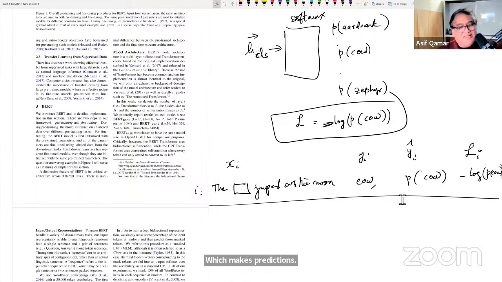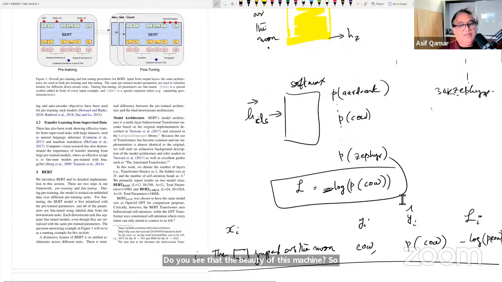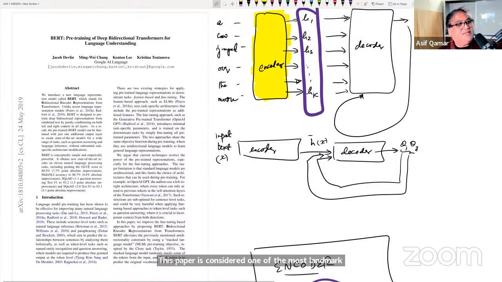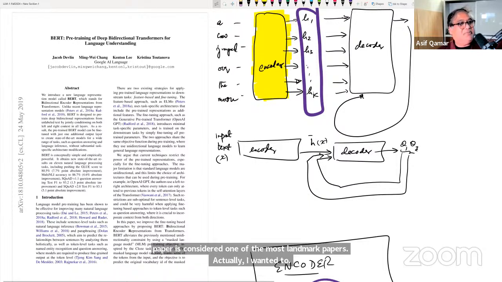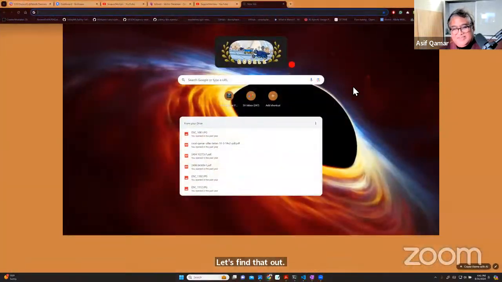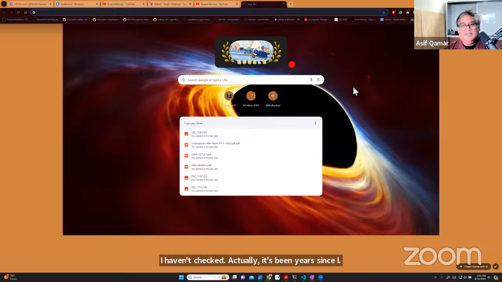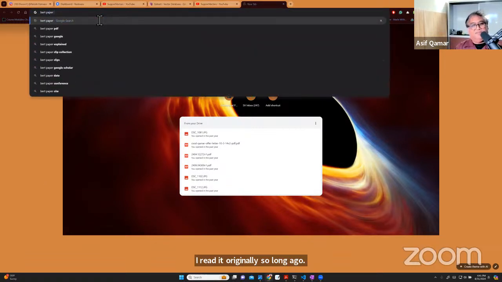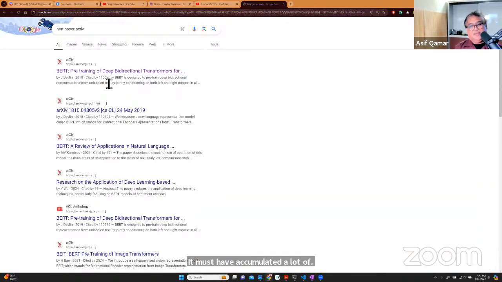So now let's read this paper. This paper is considered one of the most landmark papers. Actually, I wanted to check how many citations this paper has. Let's find that out. I haven't checked actually. It's been years since this paper; I do read it every time to the students, but I read it originally so long ago. It must have accumulated a lot of citations. Let's go to the BERT paper on arXiv.